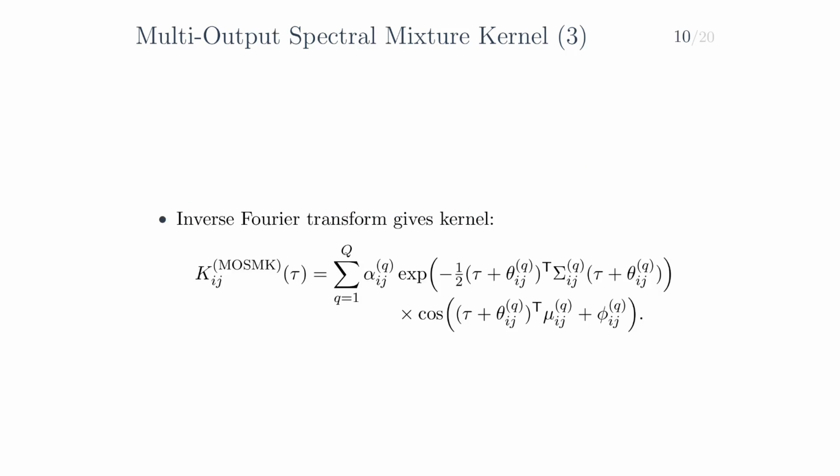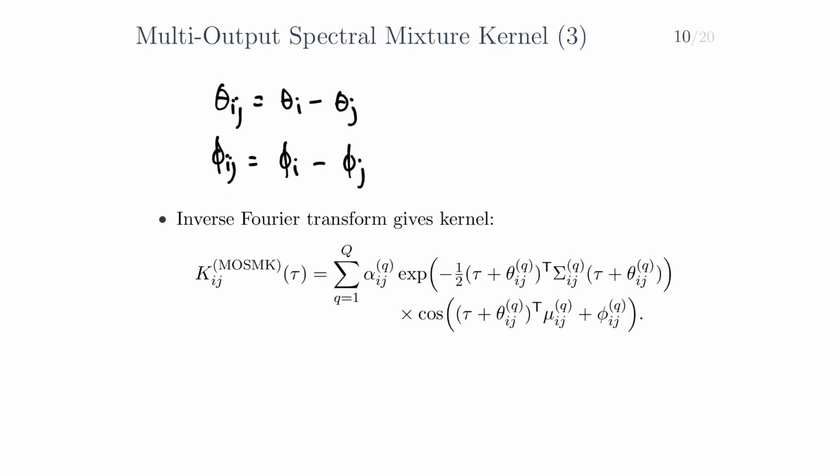Now, if we inverse Fourier transform all of this and do a little bit of complicated algebra, as the authors did in their paper, then we get a kernel of the following form. Here, theta_ij is the difference between theta_i and theta_j, meaning it's the time delay between output i and output j, and phi_ij is, as you can guess, phi_i minus phi_j, meaning it's the phase shift between output i and output j.